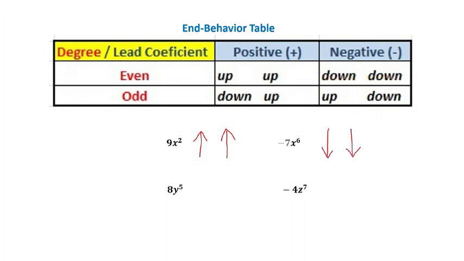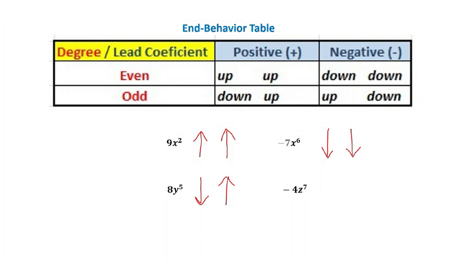Let's look at 8y to the fifth power. 5 is your degree, and 5 is an odd number. 8 is positive, so your leading coefficient is positive. So you would be in this section here. This means your end behavior will be down on the left side and up on the right side.